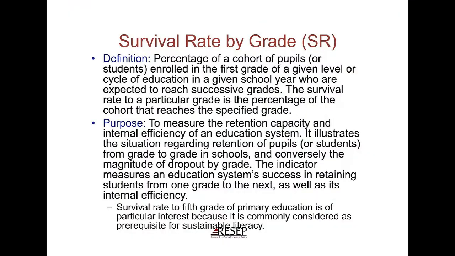So survival rate, again, is closely related to the intake ratios. And what survival rate wants to predict is, they look at a specific cohort, which is a group, let's say learners who were in the first grade in 2007, will they survive up until grade 5? So that is what the survival rate is. And survival rates are important for a number of reasons, but you can look at survival rates for different years or different grades, and specifically the 5th grade of primary education is considered important internationally because the 5th grade is commonly considered a prerequisite for sustainable literacy. So if somebody's not surviving up until grade 5 at least, then we're going to have literacy issues.